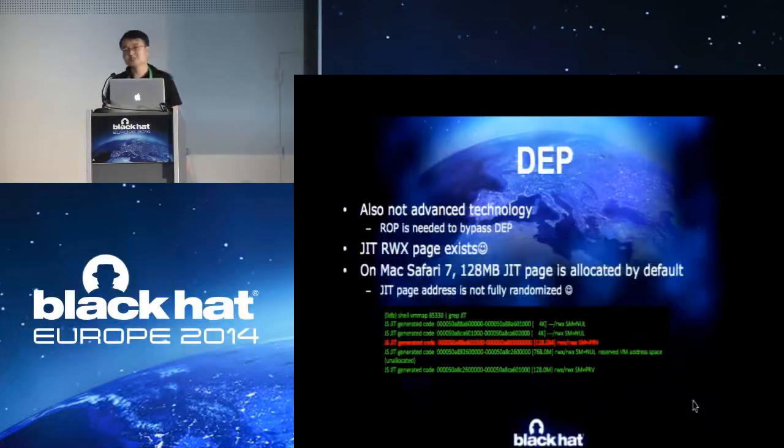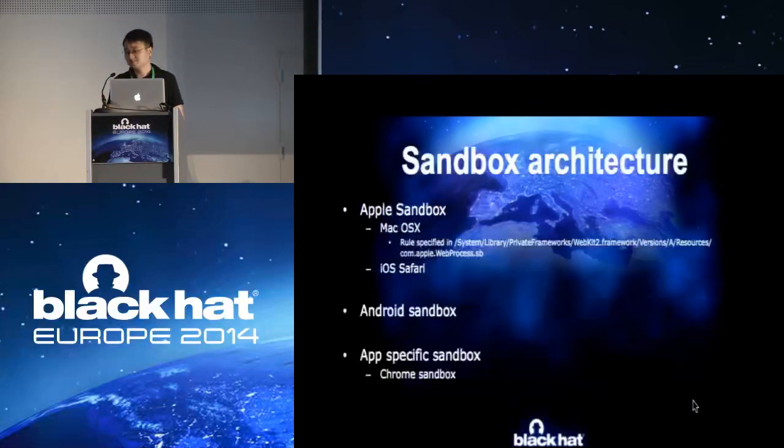And also, DEP is not a very advanced technology. It is implemented by almost all the platforms. And the last one is sandbox. Sandbox is regarded as the last layer of protection, which limits the scope of the exploiter to do bad things. And it has many sandbox types. Typical examples are the Apple sandbox, the Android sandbox, as well as some third-party sandboxes. A typical example is the Chrome sandbox.